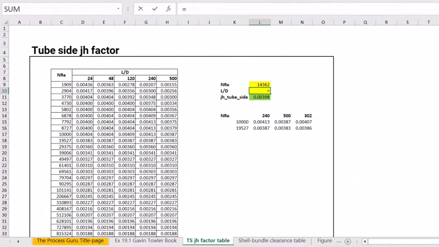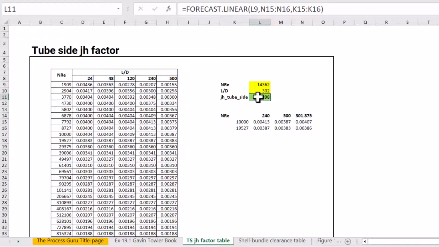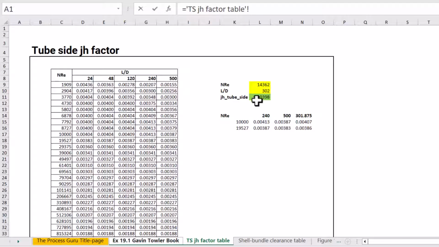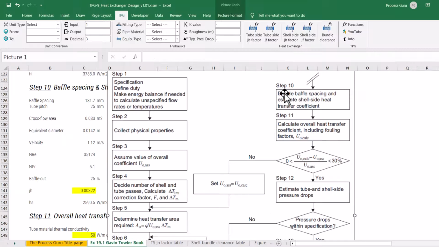This is our Reynolds number. Now L by D, that is also there, 302. And now this is the number that we need to use in our formula. So let me link this JH factor with this one. So now if your Reynolds number changes or your L by D changes, this JH factor would also change automatically, and you would get the updated value of the heat transfer coefficient on the tube side. I have just used this formula for heat transfer coefficient and calculated this much heat transfer coefficient we can expect on the tube side. So now coming to step number 10.